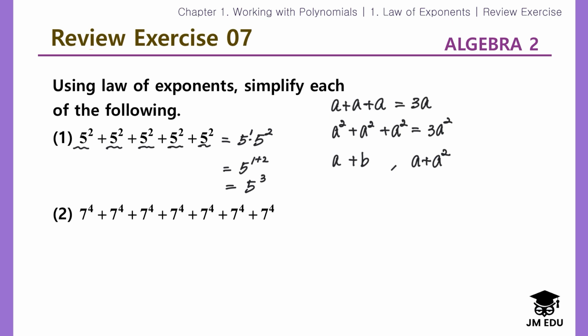Okay, let's try number 2. We have 7 to the 4 plus, they're all 7 to the power of 4. How many? 1, 2, 3, 4, 5, 6, 7, right? So that is equal to 7 to the 4, 7 of them. Same base. Exponent 1, 4. So what we can do is add these two numbers. So that's going to be 7 to the power of 5.